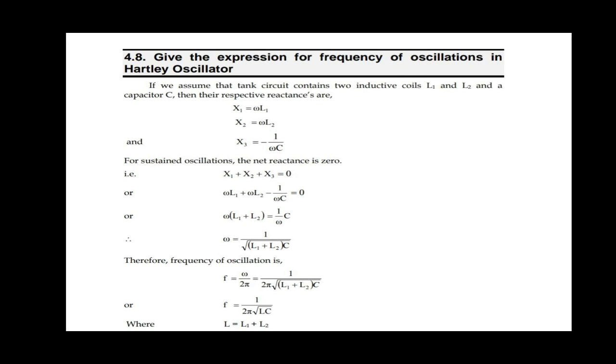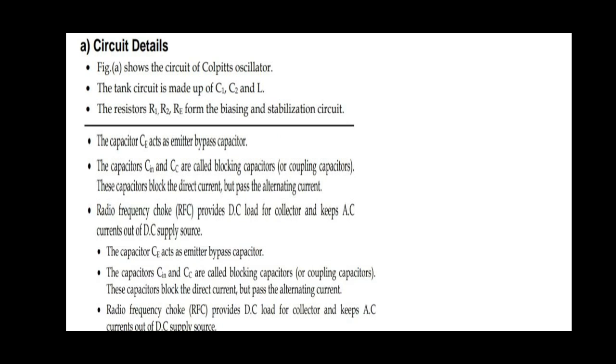ωL1 plus ωL2 minus 1 by ωC equals 0. From this we calculate ω equal to 1 by √((L1 plus L2) C). The frequency of oscillation is f equal to ω by 2π. So f equals 1 by 2π√(LC), where L is equal to L1 plus L2. This is the frequency of oscillation.